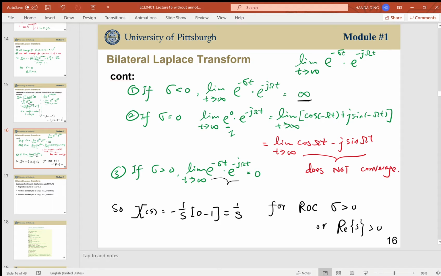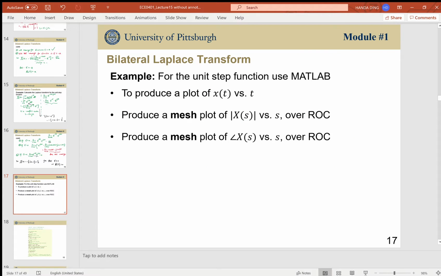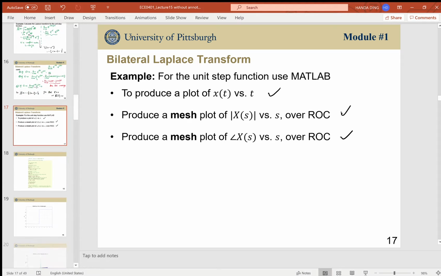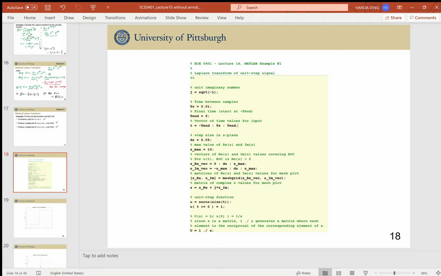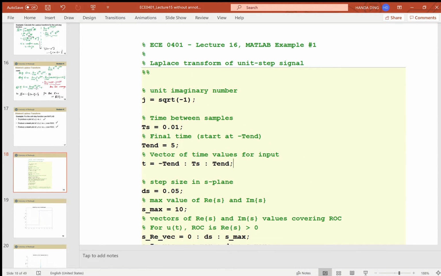Nope. Okay. So the next part will be the MATLAB. The first one is just to plot the step function. The other one is the amplitude and phase. It should be straightforward. So this is the code. Let me zoom in a little bit for you. You can follow the same style in homework. It shouldn't be that hard.